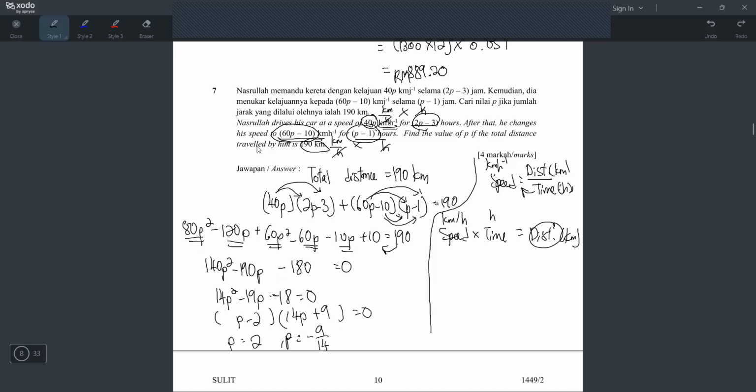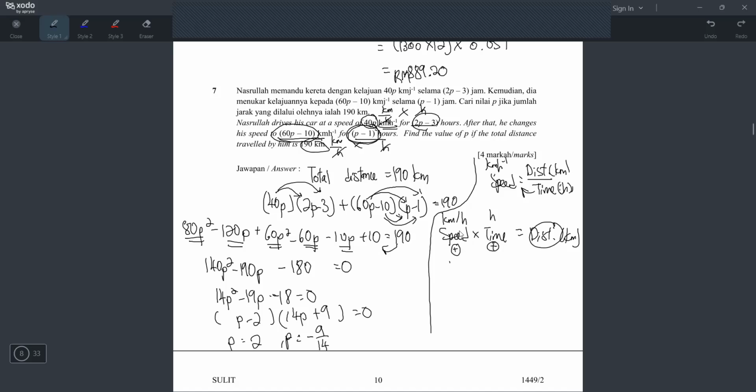Find the value of P if the total distance traveled by him is 190. Let me think. P minus 1 hours, right? And then there's 60p minus 10 speed. And then 40p is also speed. 2p minus 3 is time. And we all know speed dengan time, dia mesti positif. Tak ada speed negatif, tak ada time negatif.